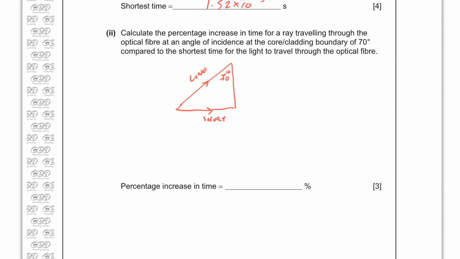Therefore, the ratio of these two sides of the triangle is going to be the ratio of the whole paths of it travelling down the fibre. So basically, the ratio of long to short here will be the ratio we're after. Now the long is the hypotenuse and the short is opposite to the 70, so we can use the sine. So if we want the long on the top, then we do 1 over the sine of 70 degrees, and that'll give us the value.